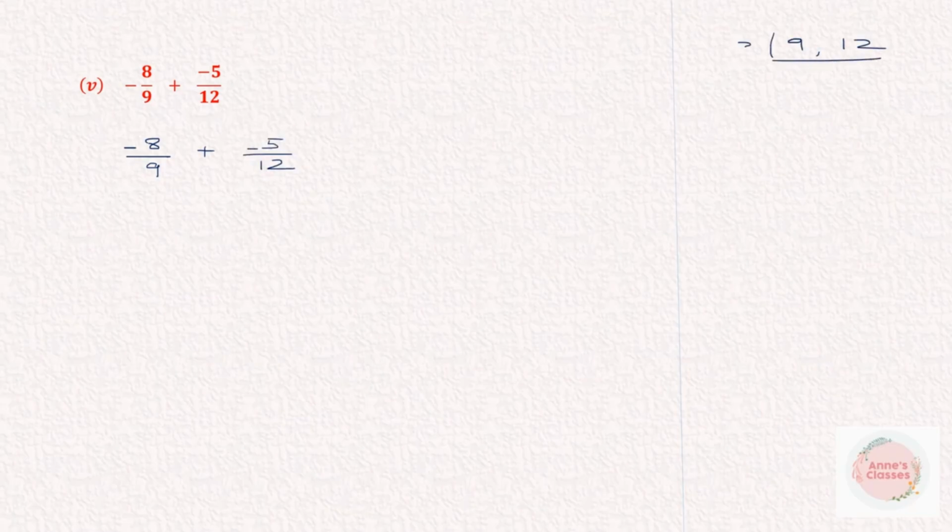Question 5. So here we have minus 8 by 9 plus minus 5 by 12. So let's give the sign to the numerator: minus 8 by 9 plus minus 5 by 12. Let's find the LCM of 9 and 12. Let's begin with 3. 3 threes are 9, 3 fours are 12. Continue with 3. 3 ones are 3. Bring down the 4. Now go to 2. 2 twos are 4. Continue with 2, 1 and 1.